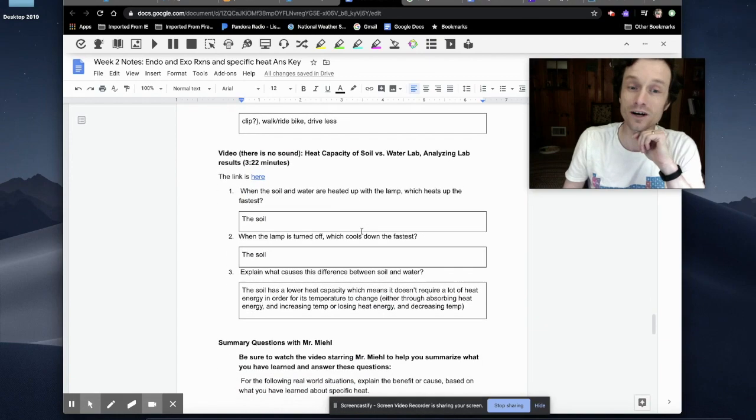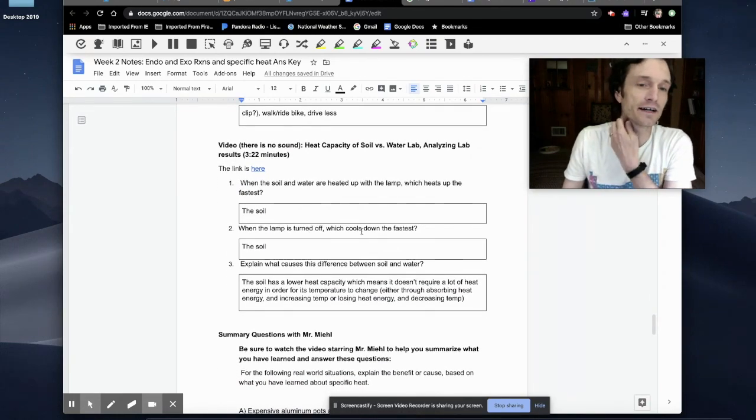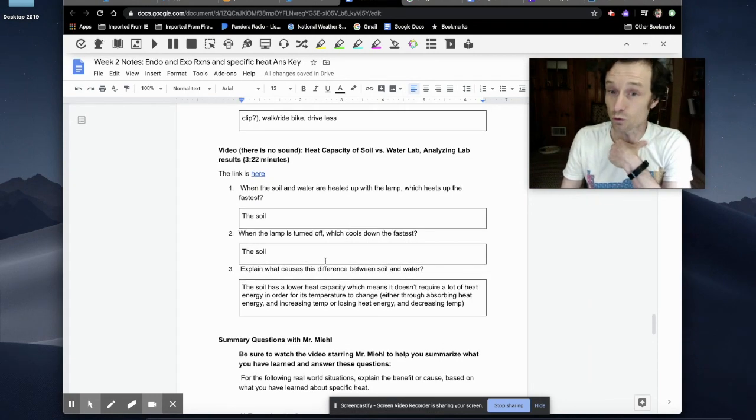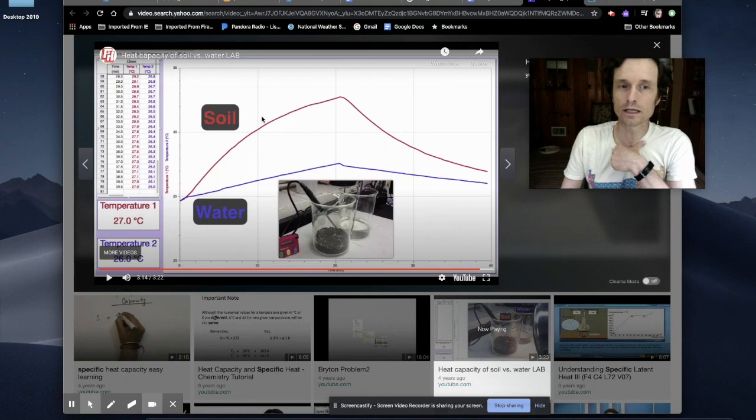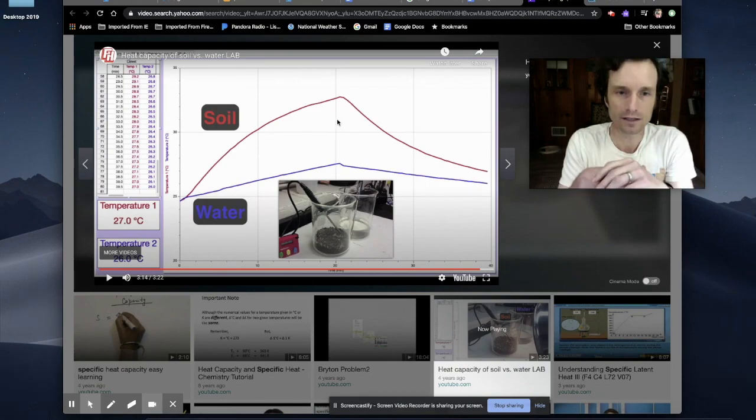All right, moving on to the lab. Notice that in this case, I think it was pretty obvious that the soil increased its temperature and cooled very quickly. Let me see if I can find that here. I think that there it is. So notice the soil quickly going up, and the water, it's going up, but just taking its good old merry time. Now, that's, of course, because of the specific heat of soil.